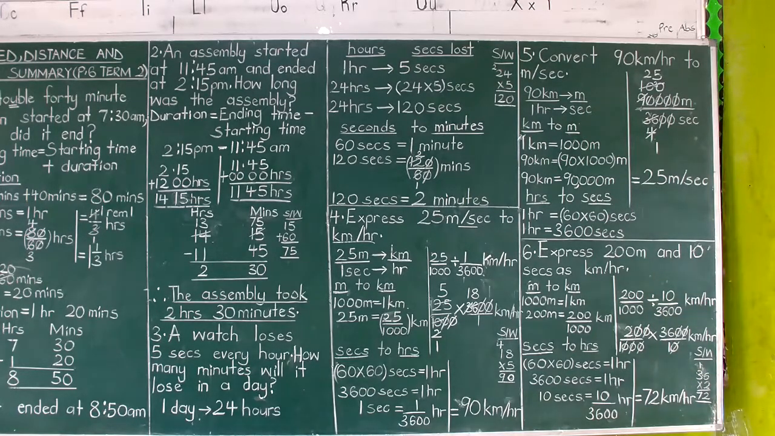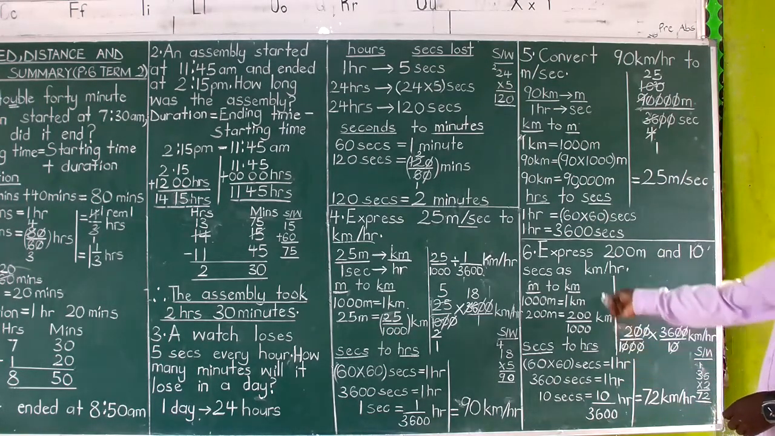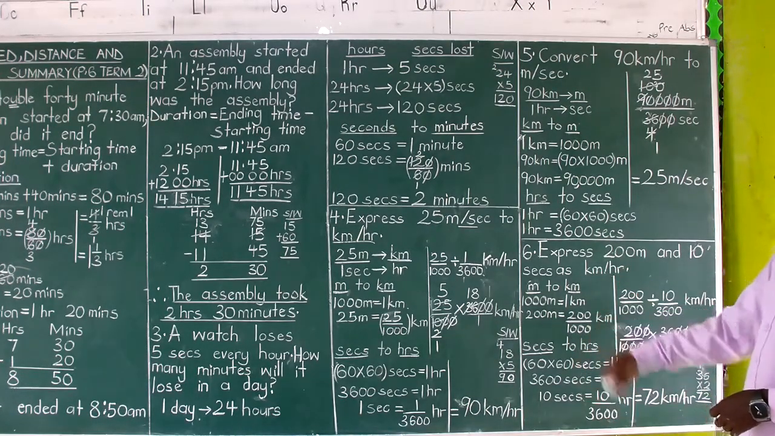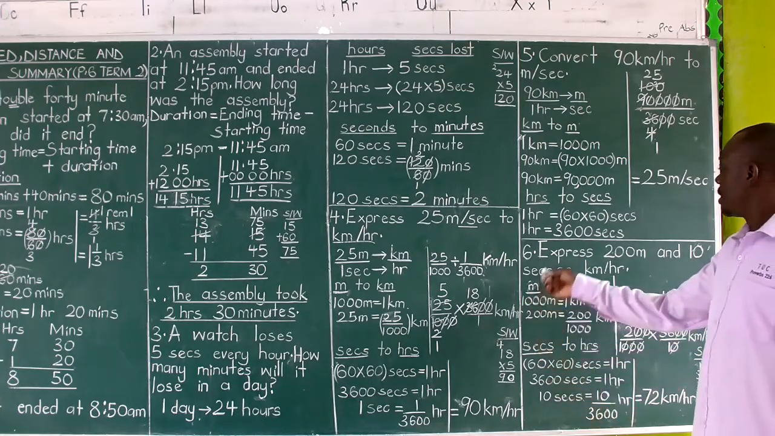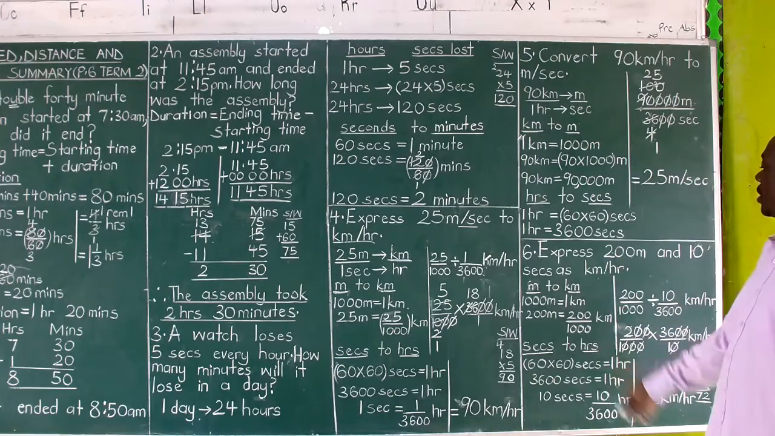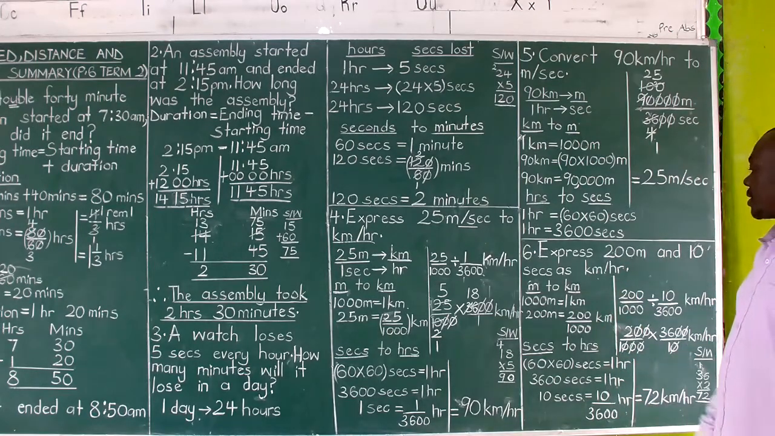So we look at the last example today. It reads, express 200 meters per 10 seconds as kilometers per hour. So we use the same idea. We convert meters to kilometers and then hours, or that 1 hour, to seconds. So meters to kilometers. We have this 200 this time to be converted from meters to kilometers.